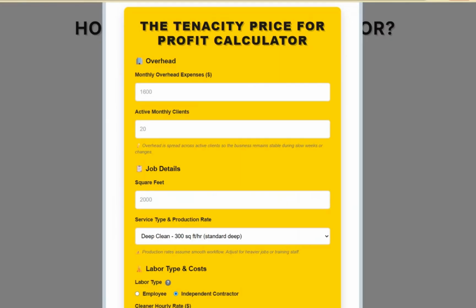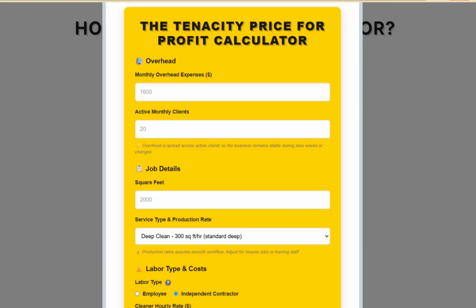All right, so first and foremost, this is a residential pricing calculator. It's to help you understand what to bid on residential accounts and what you will actually be taking home. All right, so I'm going to go over the calculator real quick so that you understand it. And if you have any questions, feel free to comment down below. All right, so let's get into it.